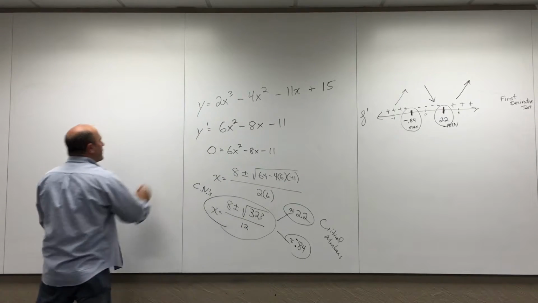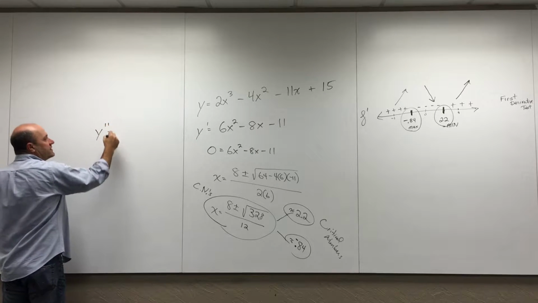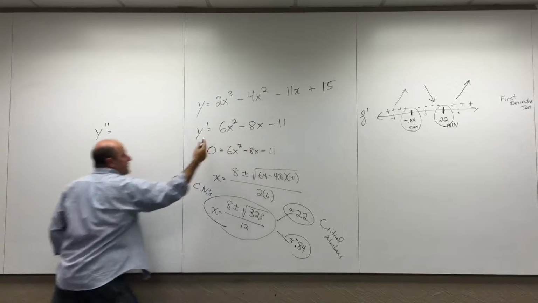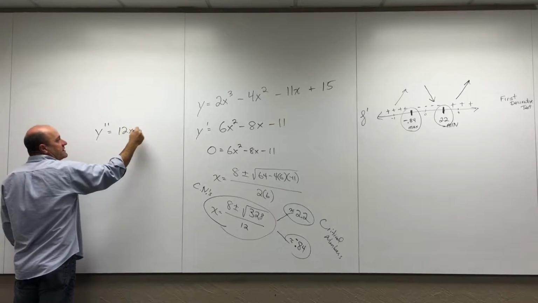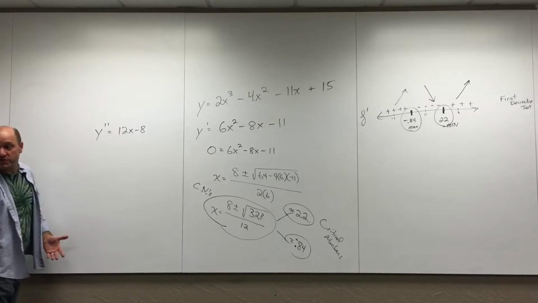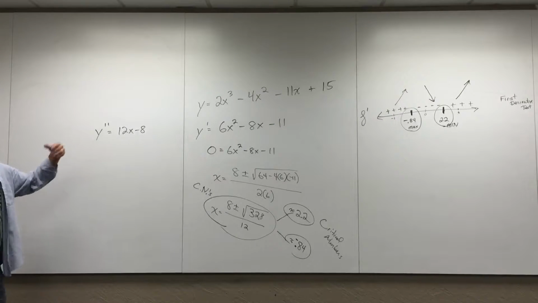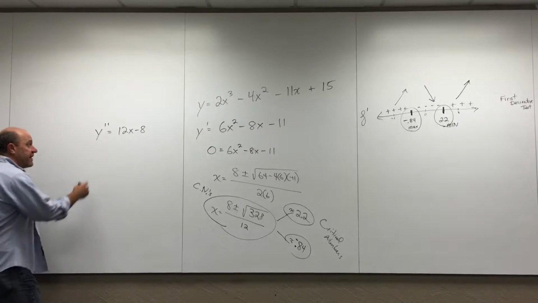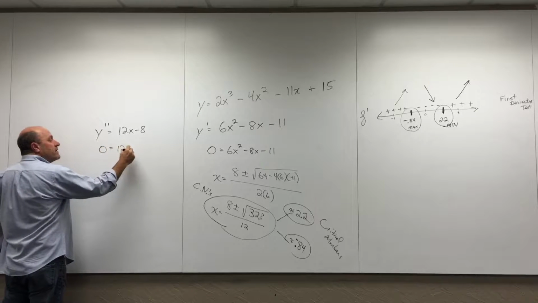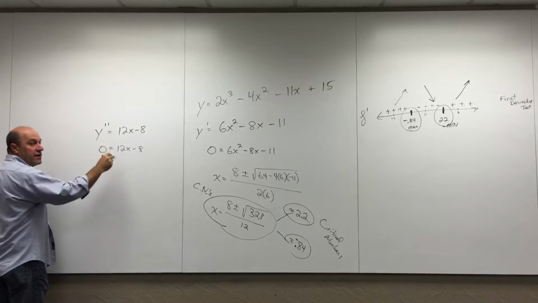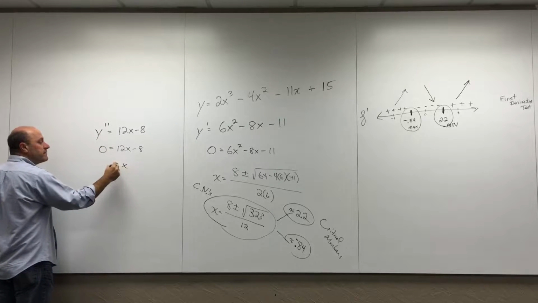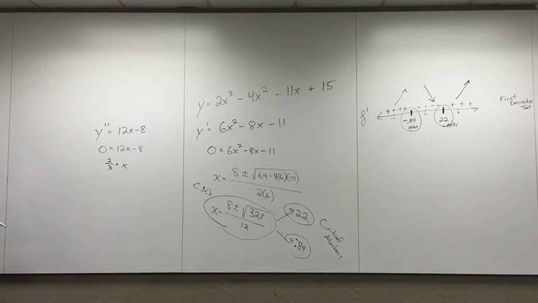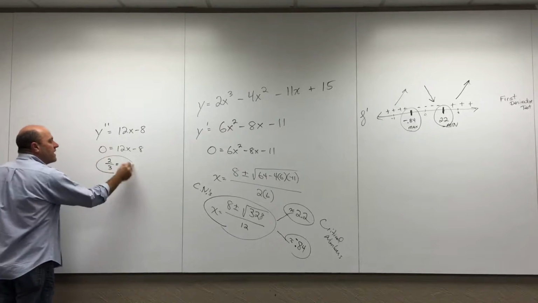So here we go. Now I want the second derivative. The second derivative is 12x minus 8. I want to play the same game, which means when is this undefined? Never. When is it 0? When is this 0? Move the 8 over, divide by 12. 8/12 or 2/3. Cool.